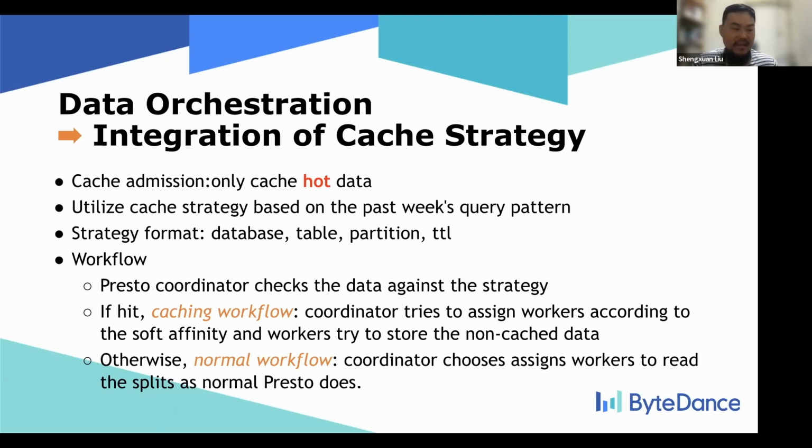Otherwise, if the data is not in the cache strategy, we use the normal workflow. So basically, it is what the normal Presto does. The coordinator chooses some random workers and assigns the splits as the normal Presto does. Yes, and this is about the data orchestration and the data cache strategies.